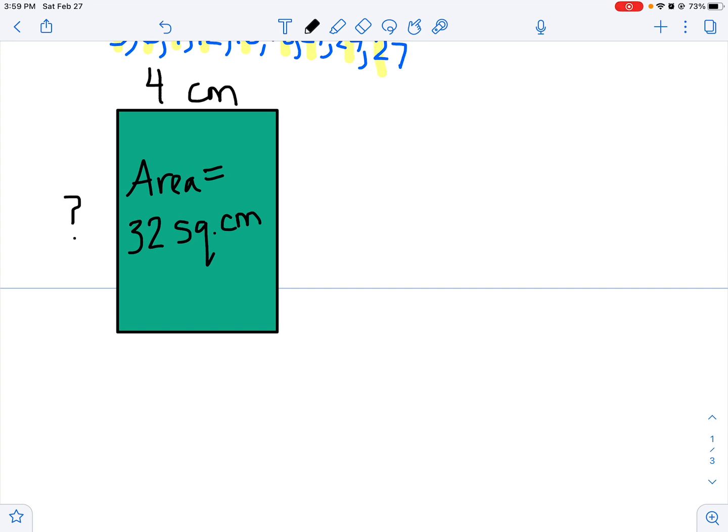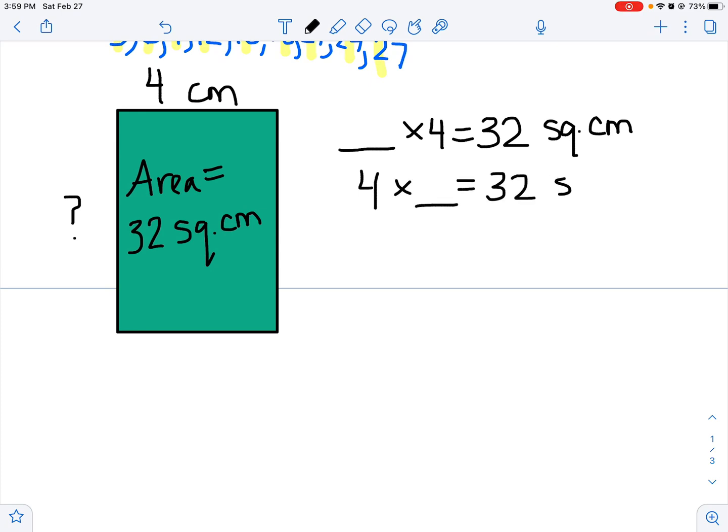So thinking about how we would write our multiplication sentence, we know one side length is 4 and we don't know the other. We could say something times 4 gives us an area of 32 square centimeters. If you wanted to write it as 4 times what equals 32 square centimeters, that would be okay. It doesn't matter either way. And our division sentence would be our area of 32 divided by the one side length we know, 4, and we'll find our other missing side length.